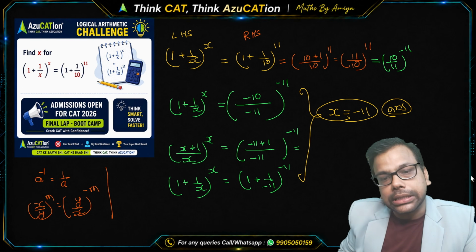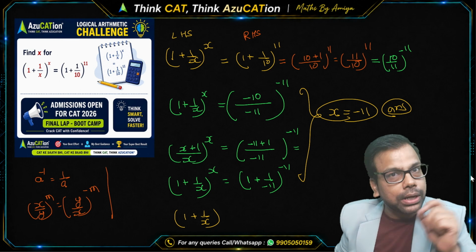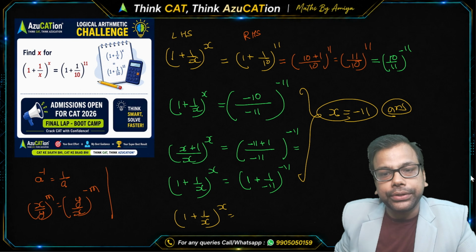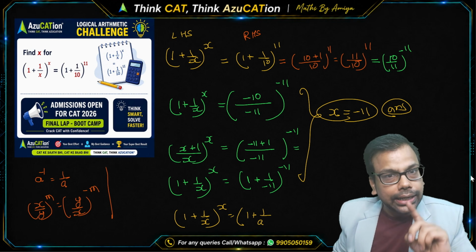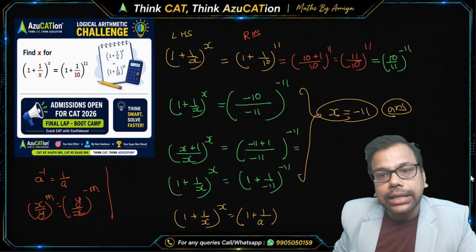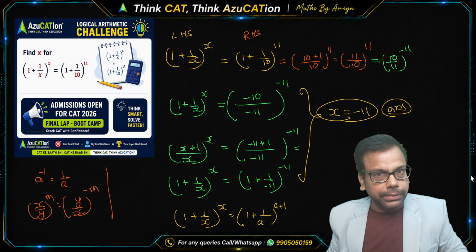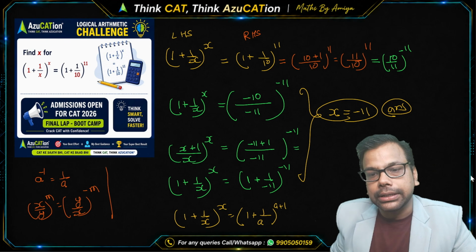Here I would like to mention one thing. Always remember, 1 plus 1 by x raised to power x, if it is equal to 1 plus 1 by a raised to power a, here the value is a, so that is x, here it is a, and this is a plus 1. Remember, this is the case now. We have a 10, we have 11, we have a, we have 11.